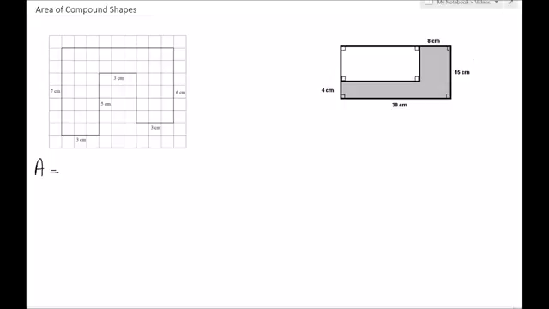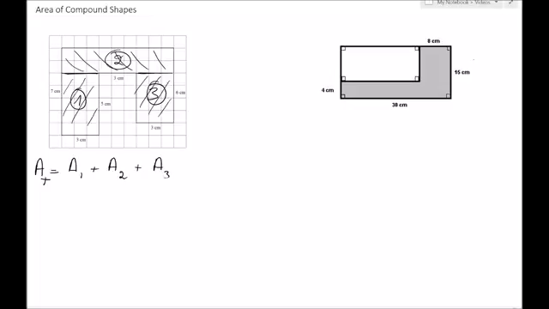So the easiest thing to do with a compound shape is divide your shape into shapes you already know. For example, I'm going to make a line here and draw a line here as well. And as you can see, this here is a rectangle, this is a rectangle, and that one is a rectangle. So I got rectangle 1, 2, and 3. And that's what made my compound shape. So my total area, I'm going to call it area T, so area total, is area 1 plus area 2 plus area 3. So I made my compound shape look like 3 rectangles.